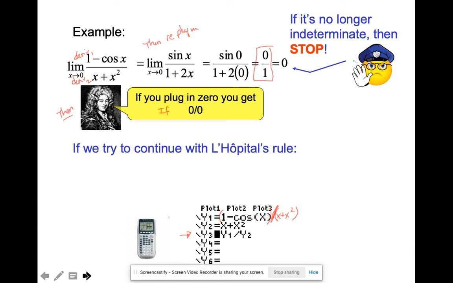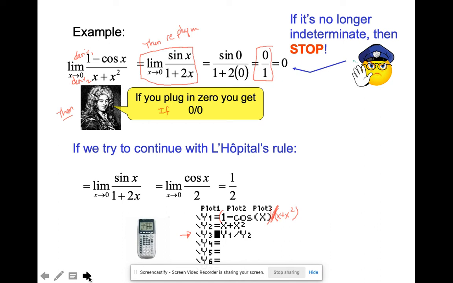Now notice that if you went here, sometimes people love L'Hopital so much that they get here, and they're like, I'm just going to keep going. I'm just going to L'Hopital again. And they took the derivative of sine and got cosine, and the derivative of the denominator got 2, and then they replugged in and they got a half. They didn't do any wrong math, but they didn't satisfy the conditions of the L'Hopital's rule.